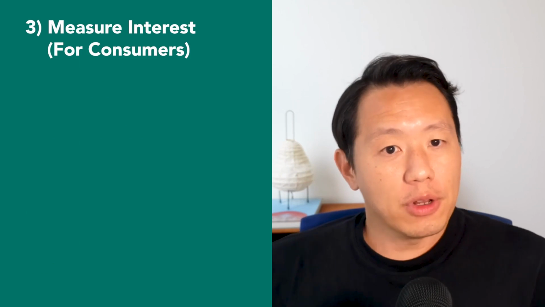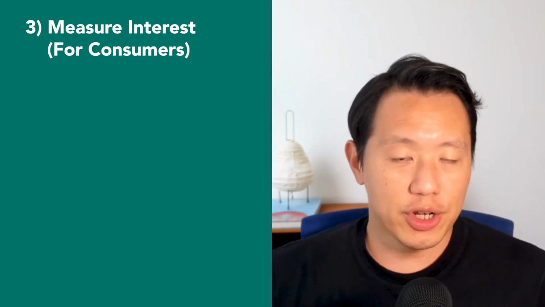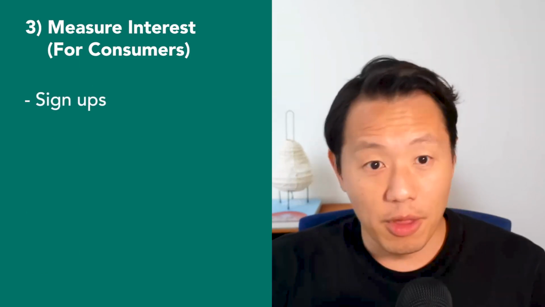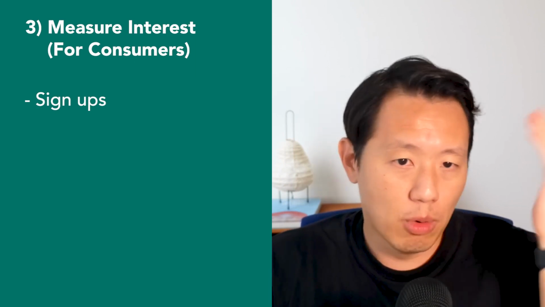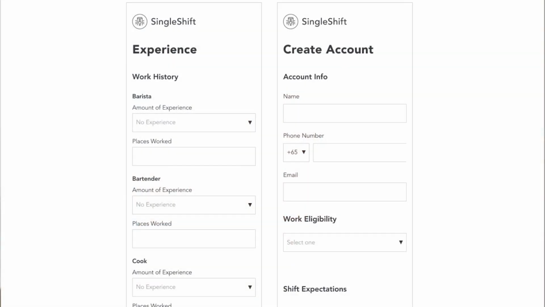Okay, so the third component in this example is measuring interest. The way that I measured interest for Single Shift on the consumer side was a sign up form. On the landing page, you click learn more, and I had created a sign up form. The sign up form had things like how much experience you had, places that you worked, name, phone number, work eligibility. I asked a fair number of things.